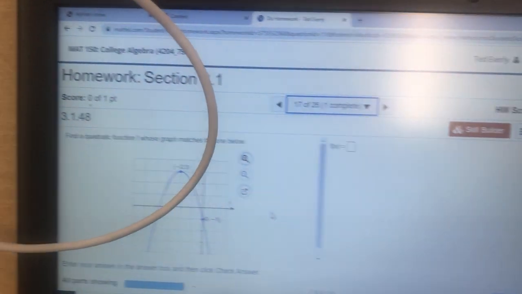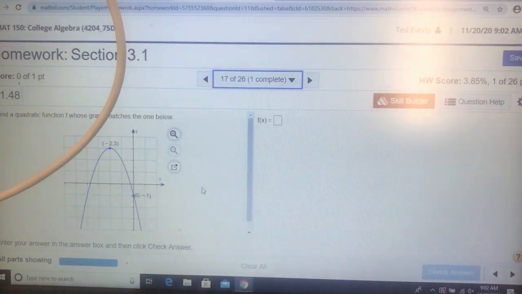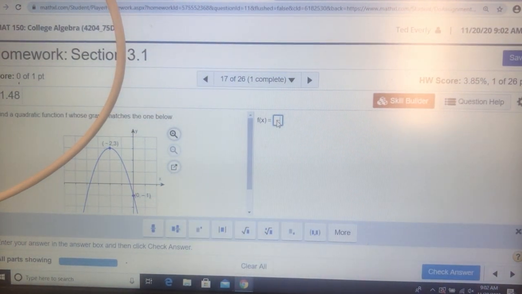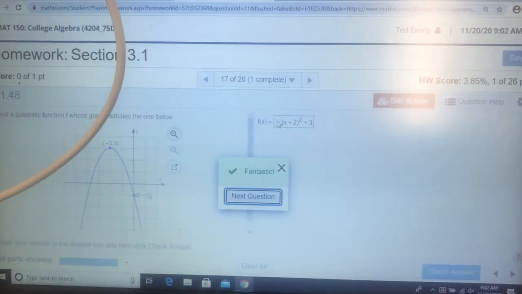Okay, so I'm going to type that in here. So let's bring it back. Okay, and let's see right here. It's going to be negative, and in parentheses, I'm going to have x plus 2. Okay, and it's going to be squared, and then plus 3. Fantastic.